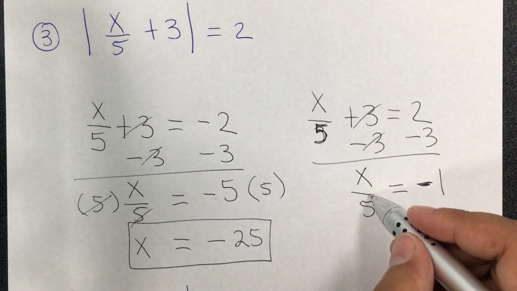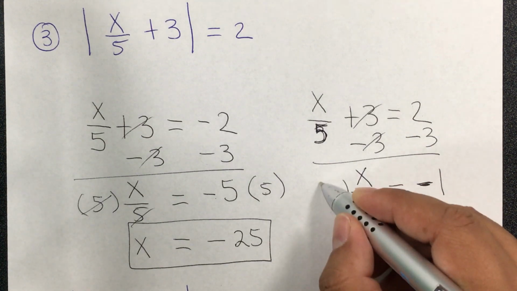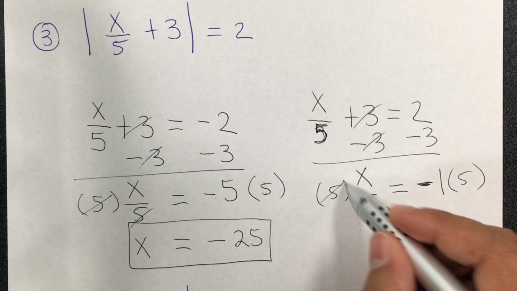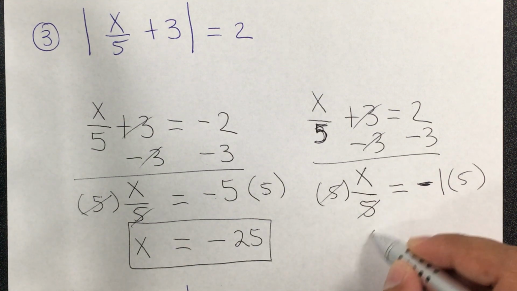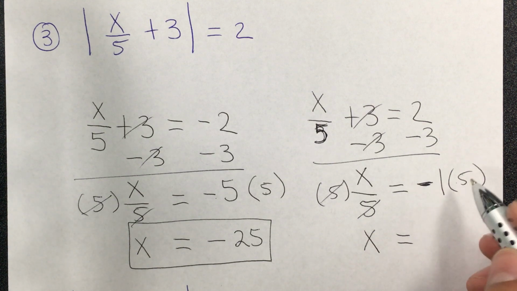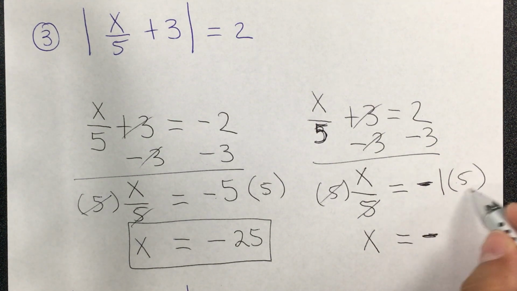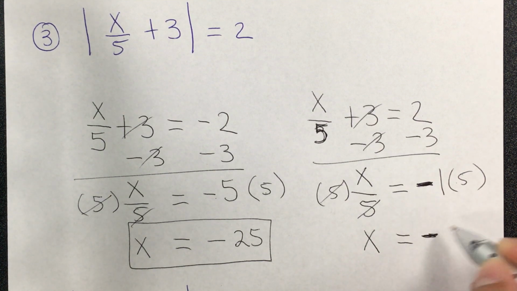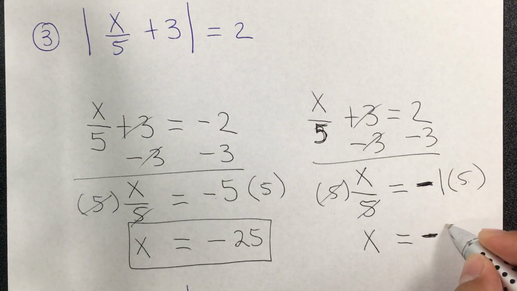The last step, if we're dividing, the opposite is to multiply both sides. These cancel, and x is equal to negative times positive is negative. It's not the greater one, okay? And here, the signs are different, the answer is negative. And 1 times 5 is 5.